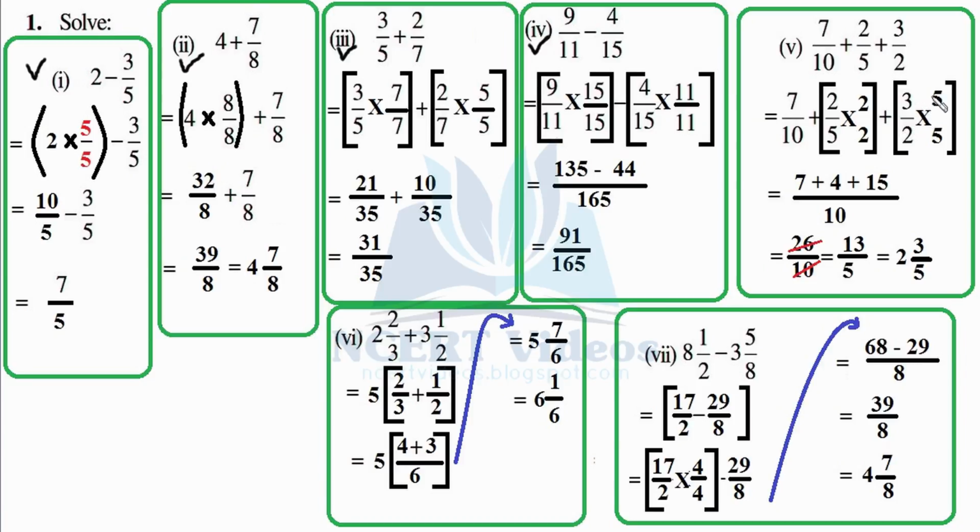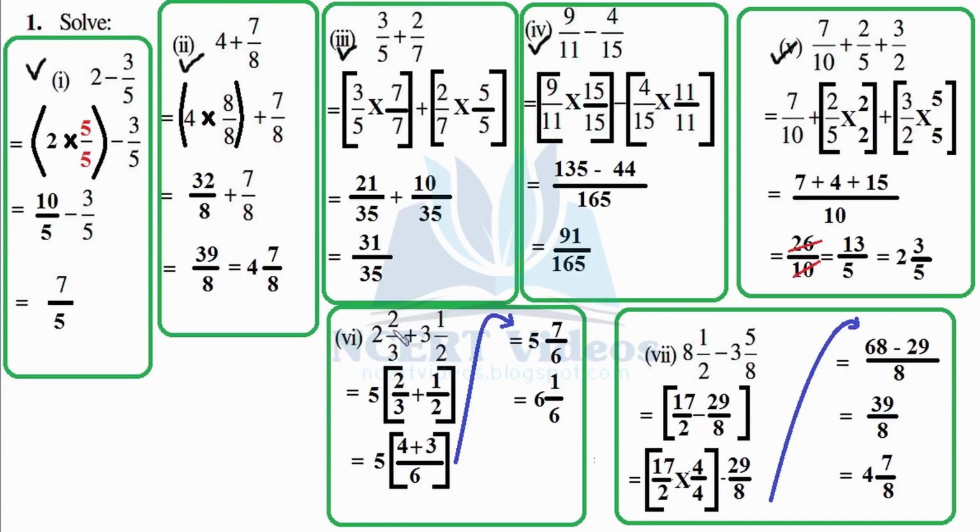So 5 threes are 15. 10 is common, therefore 10 is written once. You just add, so it gives you 26 over 10. Or this can be further divided. So 5 twos are 10, 13 twos are 26. It is improper, to make it proper: 5 twos are 10, 2 whole parts. 13 minus 10 is 3. So 3 by 5. It is 2 and 3 by 5.